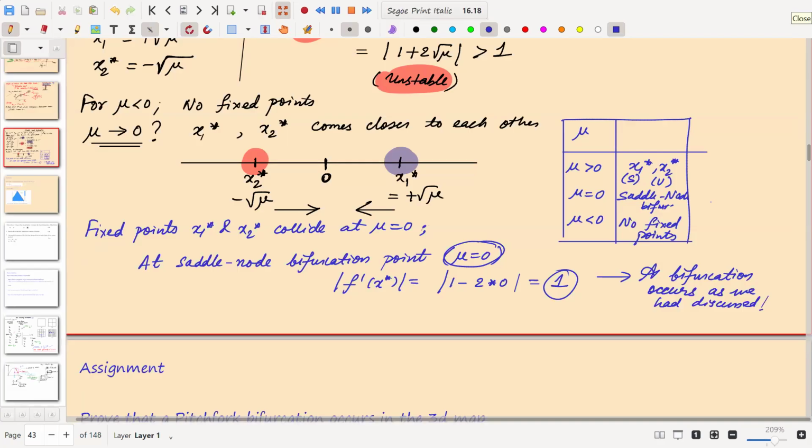Did a qualitative change happen? Why did a qualitative change happen? From two fixed points, you went to zero fixed points. So your system behavior has changed, right? Your system behavior changed. Therefore, it is a bifurcation, right?